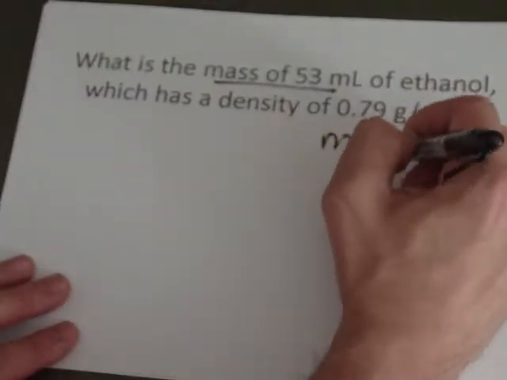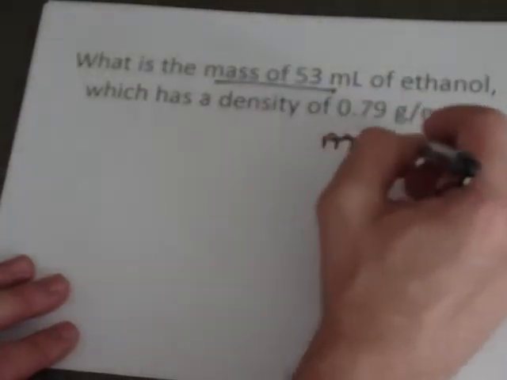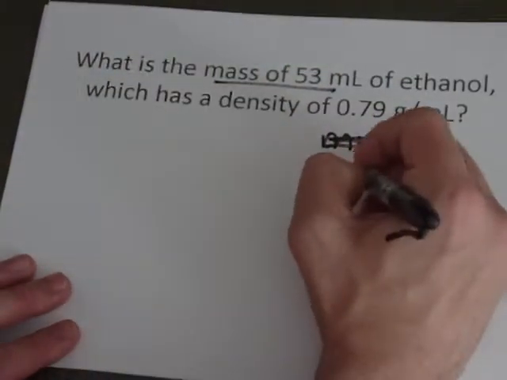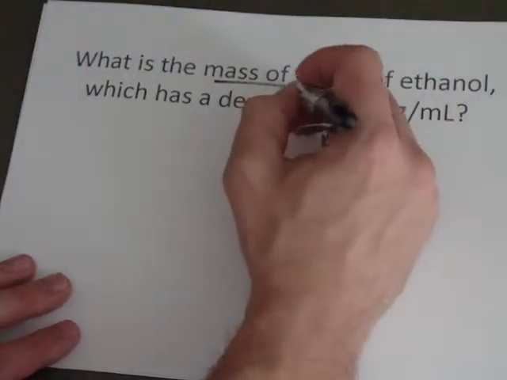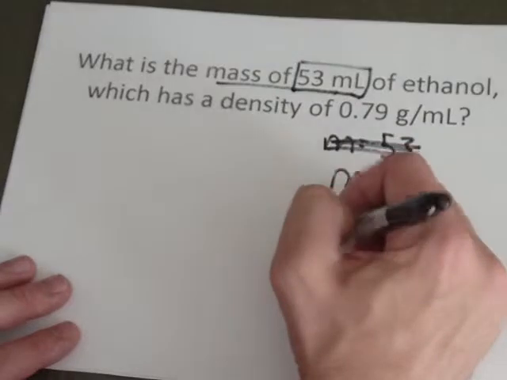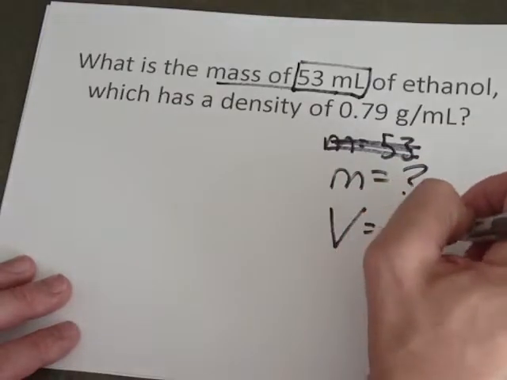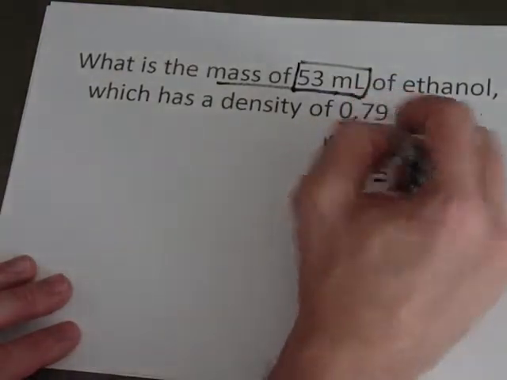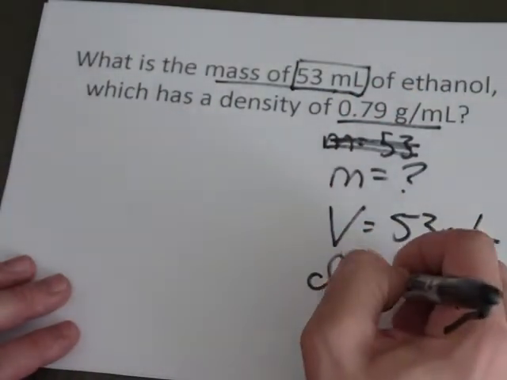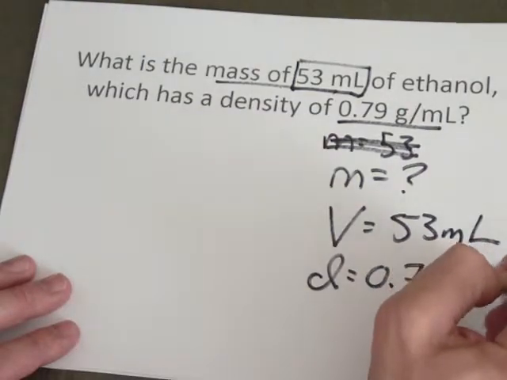Okay, our next one is another density question. It says, what is the mass of 53 milliliters of ethanol, which has a density of 0.79 grams per milliliter? And so we want to first recognize our units. We're looking for the mass. So mass is our question mark. It says we have 53 milliliters. Volume is equal to 53 milliliters. And then we have a density of 0.79 grams per milliliter.